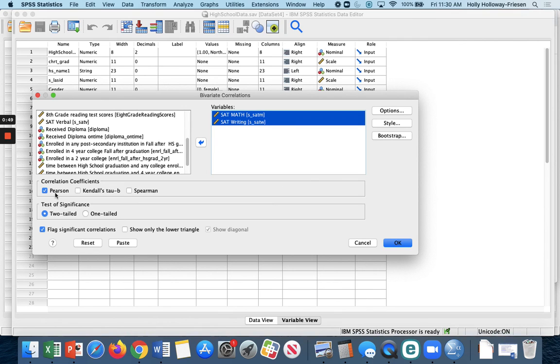My Pearson's R is already checked. I'm going to leave that, and I'm going to leave this test two-tailed, which means it's more rigorous. And I'd like it to flag significant correlations. You can ignore these options at this time.